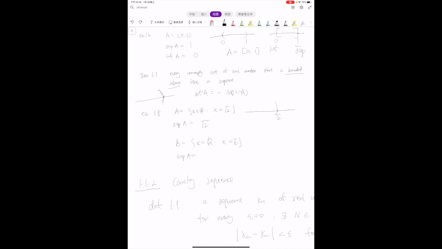But let's consider another example where x belongs to the rational numbers. Then what is the supremum of B? Square root of 2 is not a rational number, it is an irrational number. So square root of 2 is not part of this set B. Therefore the supremum of B does not exist.